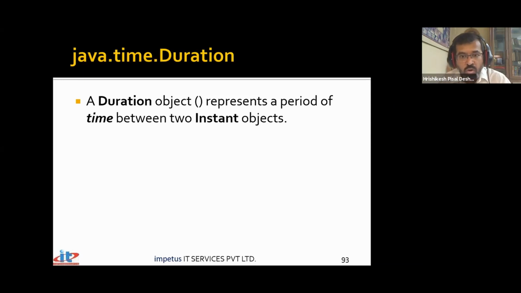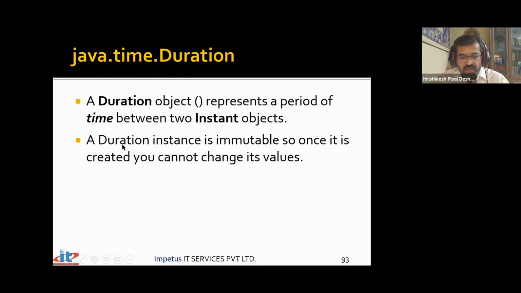So I want to know how old you are. I have your birth date and I have today's date, and I want to know the duration between them, and the duration can be in terms of minutes, hours, seconds, days, years, months. I can do that. So I need to know the duration between them. Duration is immutable. So once it is created, you cannot change it.